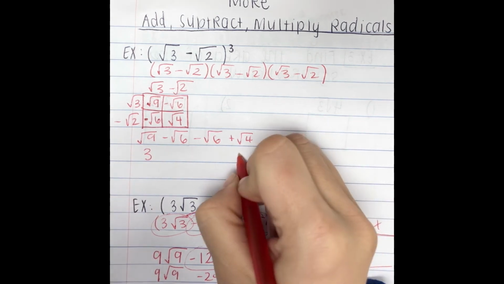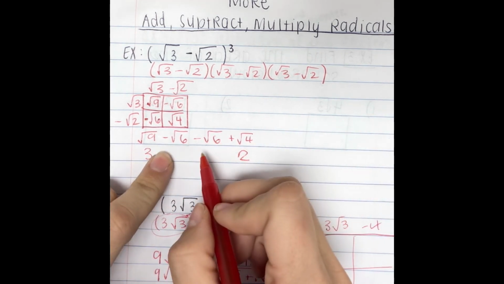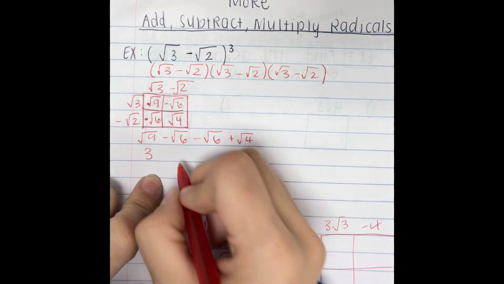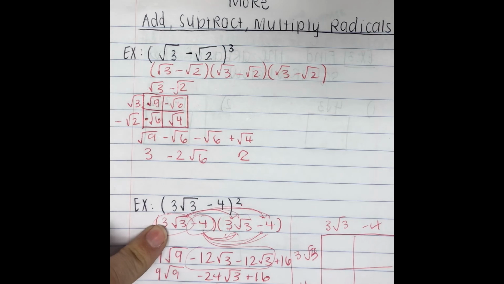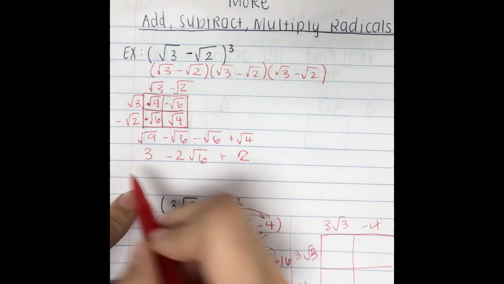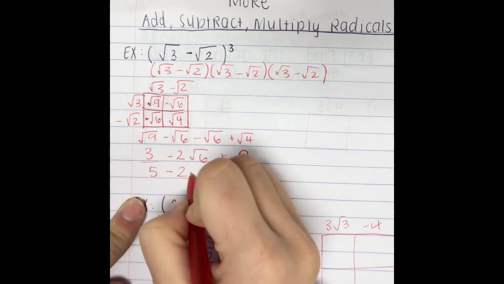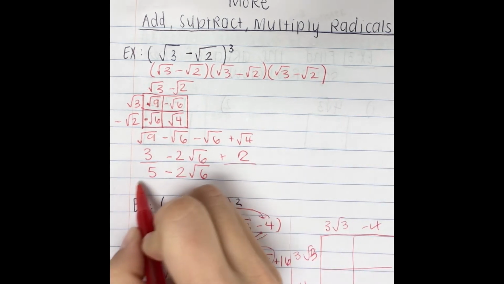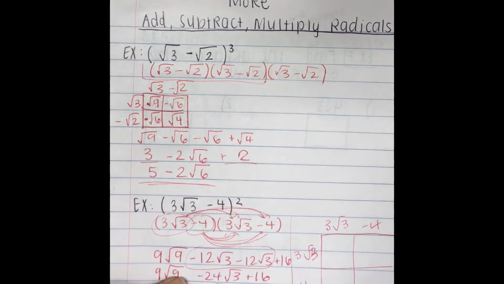Square root of 4 is 2. And then square root of 6 minus square root of 6, you have negative 1 minus 1 gives you negative 2 square root of 6. Okay. And then we have 3 plus 2. So 3 plus 2 is 5 minus 2 square root of 6. This is your answer when you multiplied just these two together.